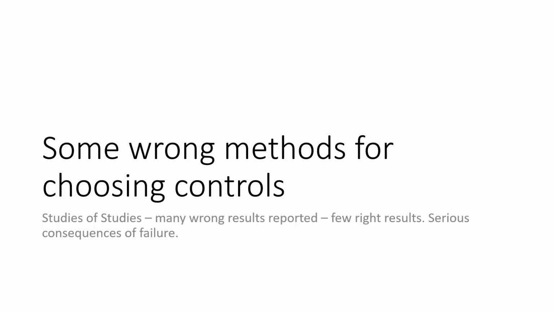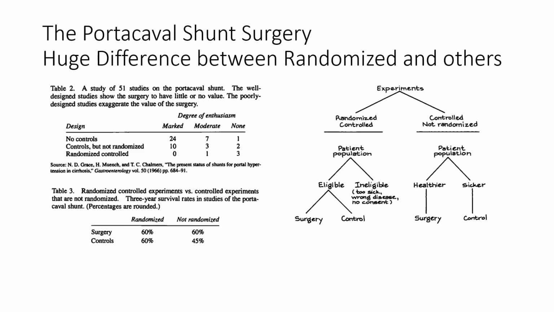Just to explain how things can go wrong, we will discuss some of the wrong methods for choosing controls which don't involve randomization, and we'll look at some real-world studies and show how they got the results wrong, with serious consequences. These examples are taken from the book on statistics by Freedman, Pisani, and Purves, and this example discusses a certain difficult and complicated type of surgery.